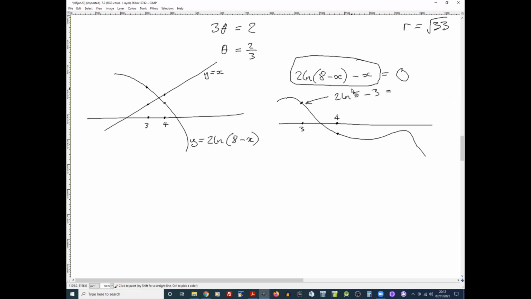Oh yeah, because I wasn't putting brackets there. I wasn't being clear that my brackets were there. Right, so 2 log of 5 minus 3 equals 0.219 to 3 significant figures. I don't want to write it all down. And anyway, it's positive. And then the other one?